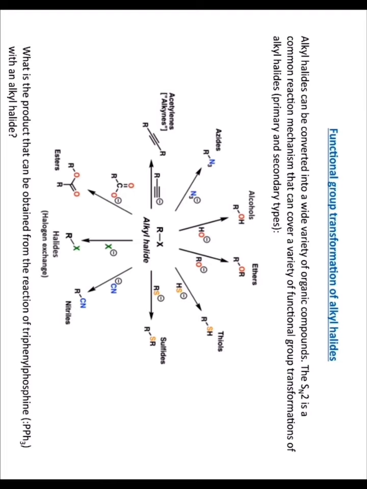And this is the main functional group reaction that alkyl halide can undergo. There are so many others. I gave you an example at the bottom of the slide. I said, what is the product that can be obtained from the reaction of triphenylphosphine? There are two dots, which means it has a lone pair, it is a nucleophile, and if it reacts with an alkyl halide, what kind of product can you get from this reaction?